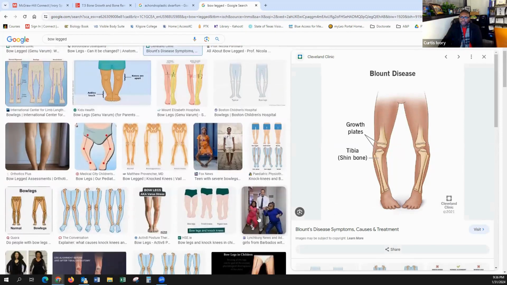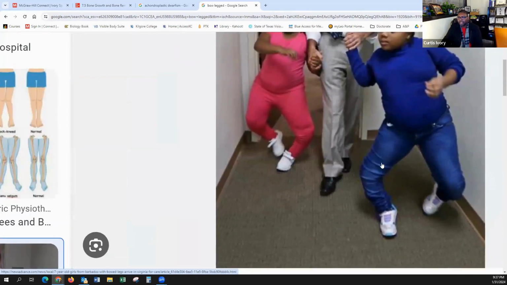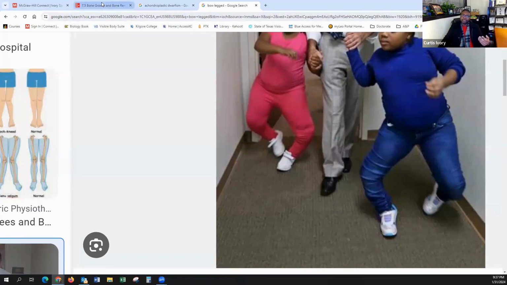This is another picture here as well, where you see that the weight of the child has put so much weight on those legs that the bones, instead of being nice and straight, have essentially started to warp and bend. And we don't want our legs to bend. So this is what happens with people who are bow-legged or essentially are lacking certain vitamins like vitamin D.